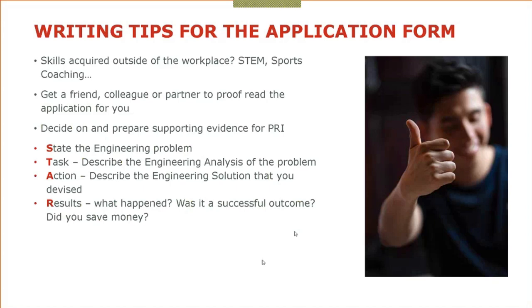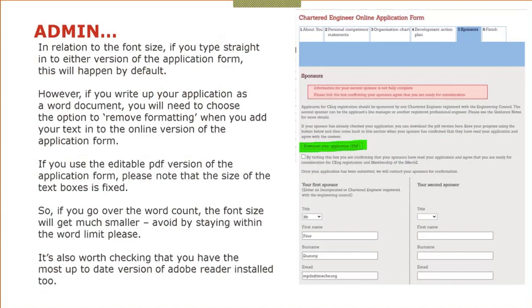Just an admin point to draw your attention to: make sure you have the most up-to-date version of Adobe installed when you're writing your application form up. And if you're using the online version of the application form, you need to go to the very last page of the application form to download a copy, which you can then share with your sponsors, or you can share it with one of the business development team if we've agreed to review your application form for you. We normally review application forms for people who haven't been on MPDS. If you've been on MPDS, your mentor will be able to do that review for you.